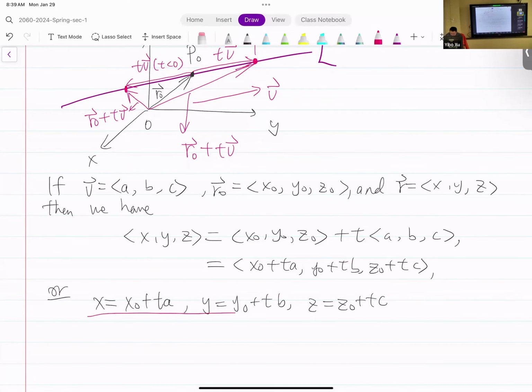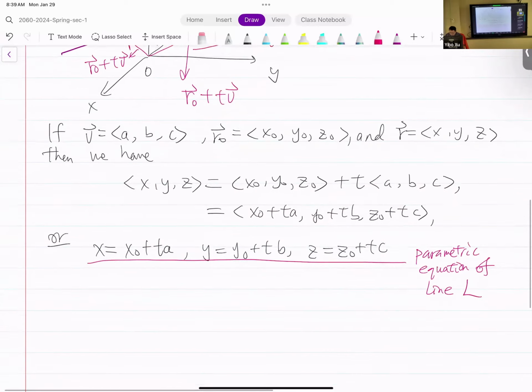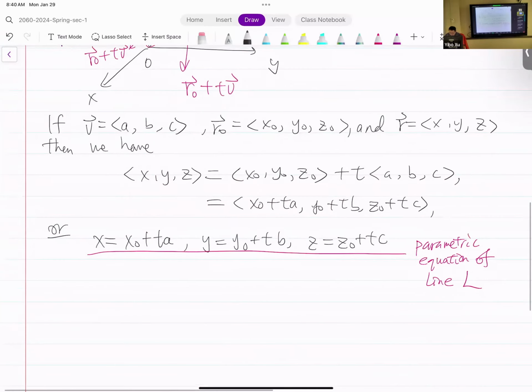So this is the parametric equation of the line. And here, t is a parameter, and t can be whatever real number that you want.